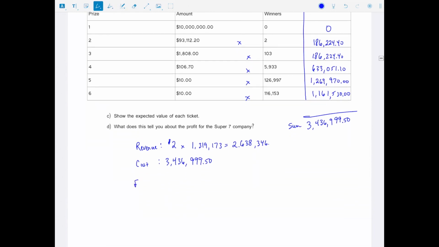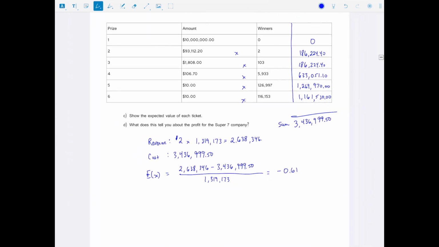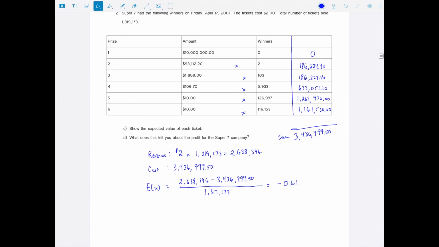All right, so our expected value is the revenue, $2,638,346, minus the cost, which is $3,436,999.50, divided by the number of tickets, which is 1,319,173. And then you'll get the value of negative 0.61 cents. So this formula is written from the perspective of a lottery company. So I don't know why I called this C, but I did. So that's C, and this is D here.